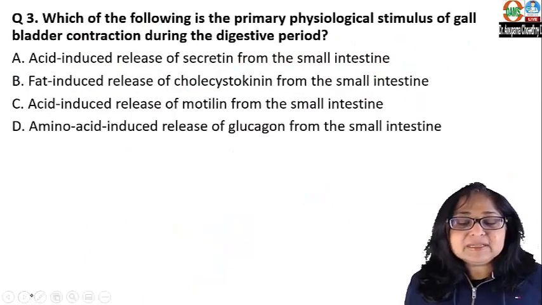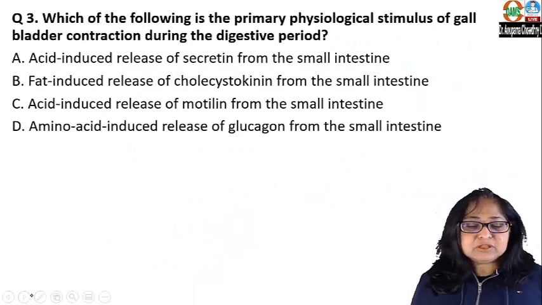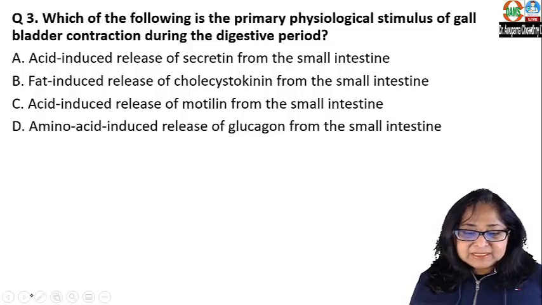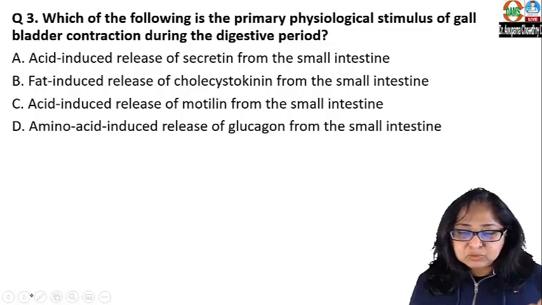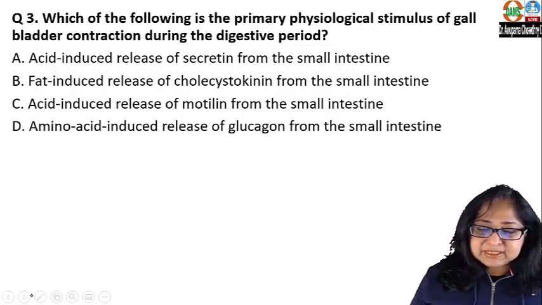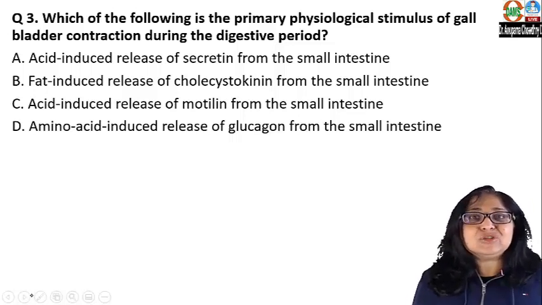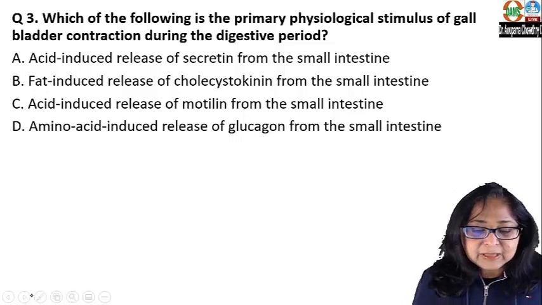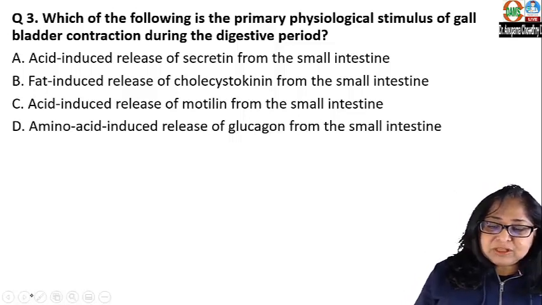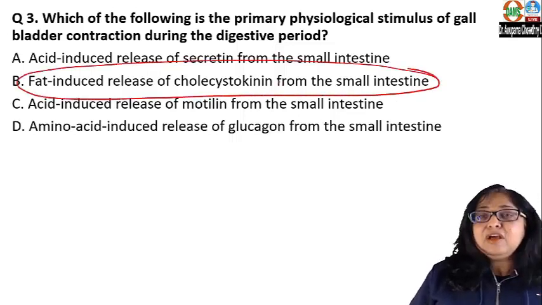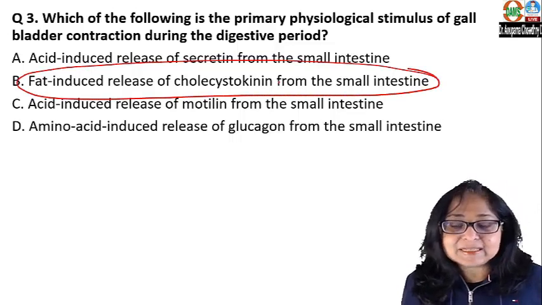Which of the following is the primary physiological stimulus of gallbladder contraction during the digestive period? Now, basically, I'm trying to ask you what is the most important stimulus here? For gallbladder contraction, cholecystokinin is the most important. So, what is going to be the primary physiological stimulus? This is a fat-induced release of cholecystokinin from the small intestine.